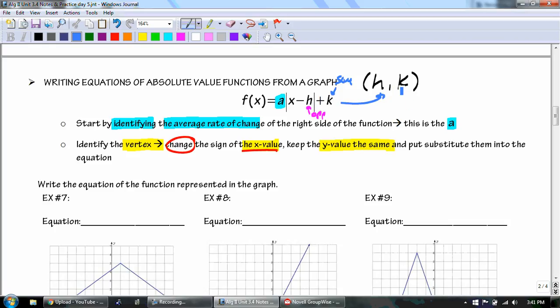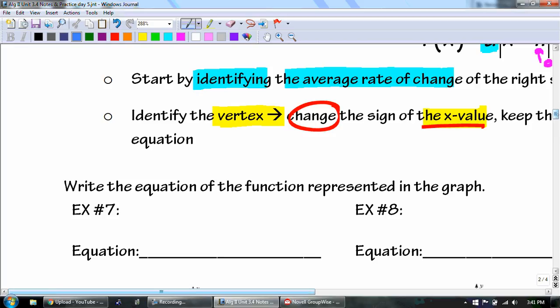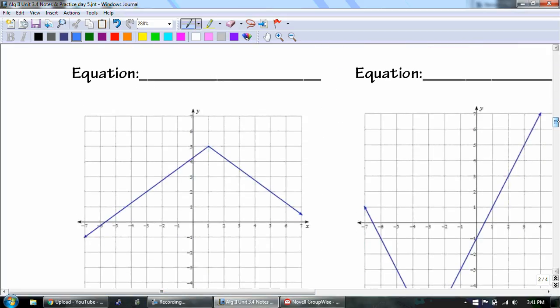So now we're doing the exact opposite. Now we're going from the vertex to here. So yes, I have to take the opposite of x and the other one stays the same. Okay? Hopefully that made sense. If not, we'll just learn through example.